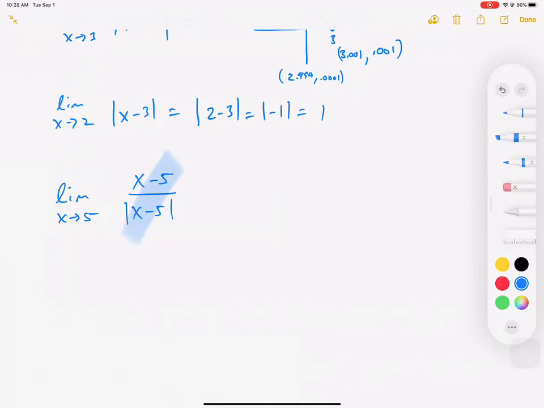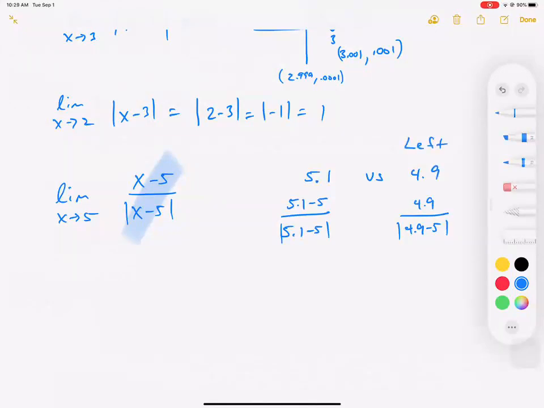It changes it. Now, I'm going to give you guys a problem that's going to plug in some values. If I plug in 5.1 versus 4.9. We can write that either way, okay? But if I plug in 5.1, it'll be 5.1 minus 5 over 5.1 minus 5, absolute value. On the right side, it'll be 4.9 over 4.9 minus 5. Okay, we're just plugging it in to see what that looks like, observing from the left and right side. This was my left side. This is my right side.